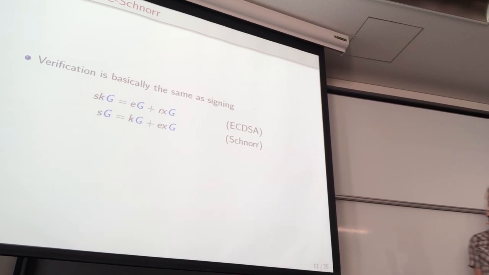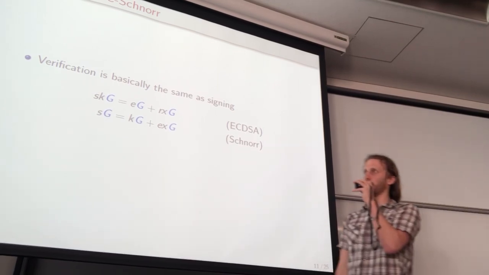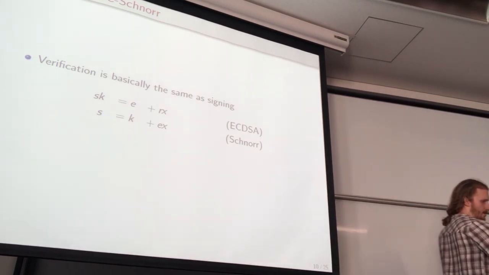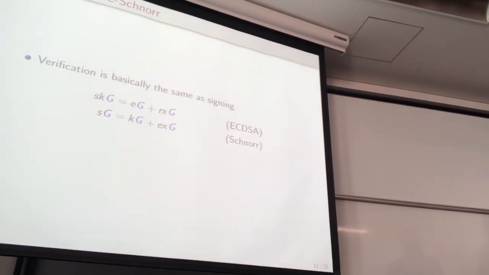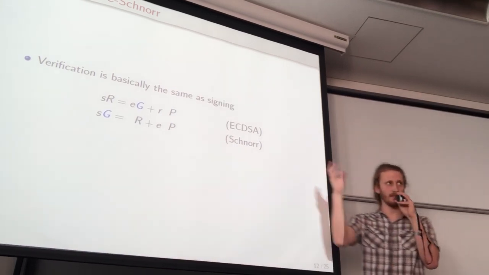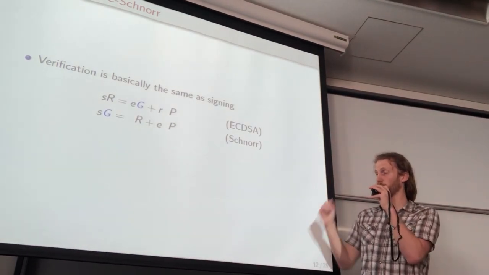Well, the answer is that we can multiply every term by G, and these are equivalent, whether or not G is there. But after multiplying by G, I get a mathematically equivalent statement, which now only involves public data. So here I replace all the KGs with R's, and all of the XGs with P, because remember that's how our curve points, that's how our key pairs are defined.